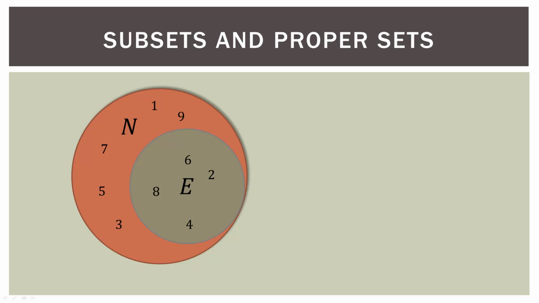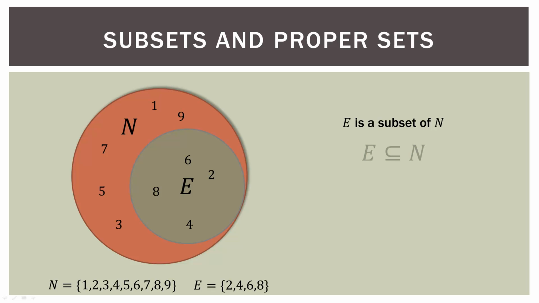So think about this. Whatever is in N is everything in E in the gray part and everything outside of E in the orange part. That's N. So we say N is 1, 2, 3, 4, 5, 6, 7, 8, 9. But what about E? Well, E is just the numbers 2, 4, 6, and 8. So E is a subset of N.